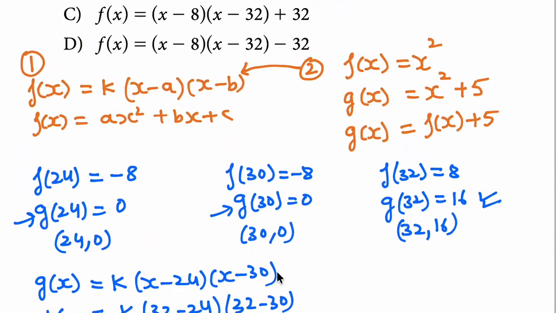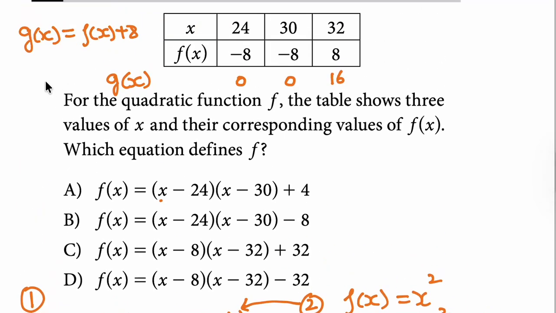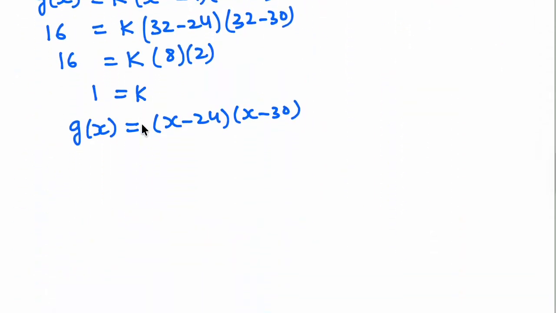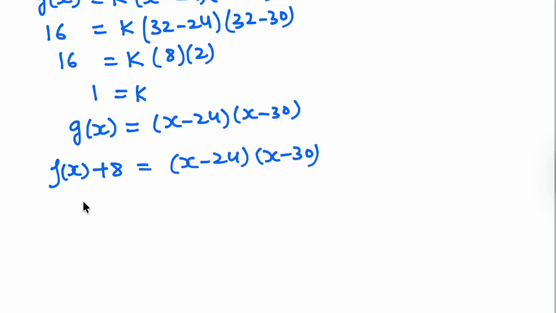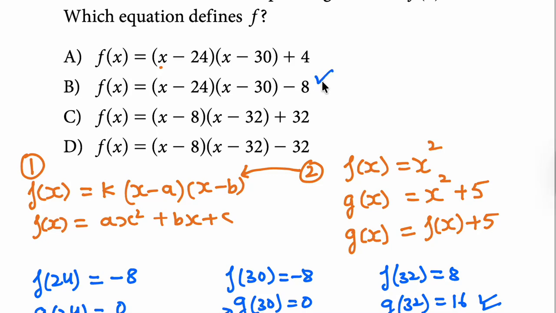But we don't have to find g(x), we have to find f(x). So what we are going to use here, g of x is equal to f(x) plus 8, right? So in place of g(x), I'm going to write f(x) plus 8 is equal to (x minus 24) times (x minus 30). So f of x is equal, subtracting 8 on both sides, (x minus 24)(x minus 30) minus 8. That means B is the right option. Correct? It was a tricky one, but a good one.